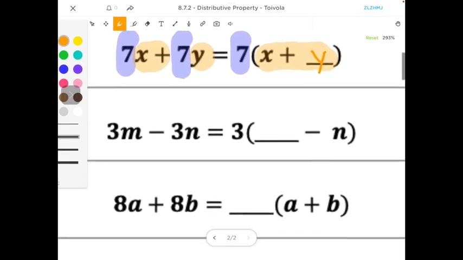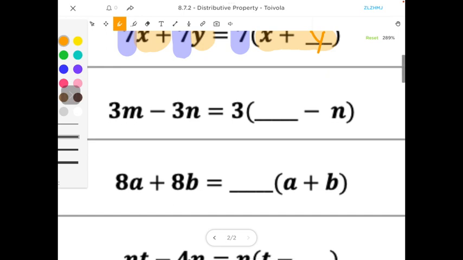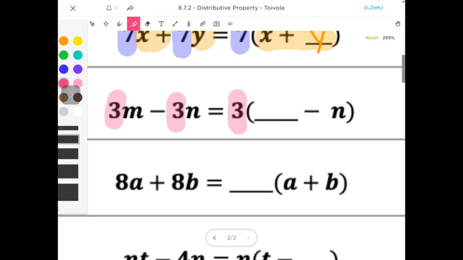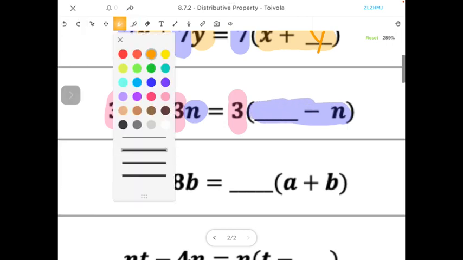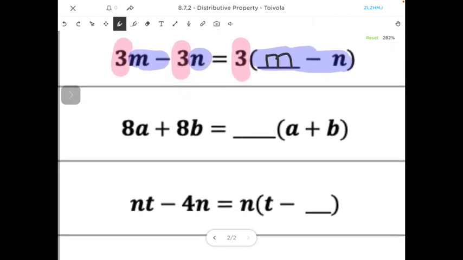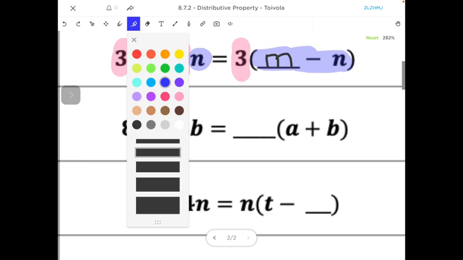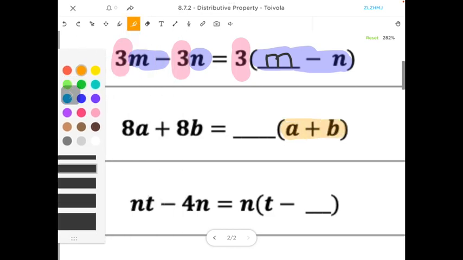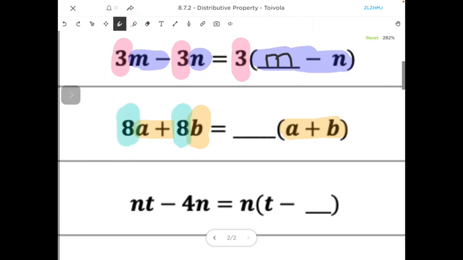See how that works? Okay, for the next one, we can see out in front, 3, 3, there's the 3 out in front. Then there's an m minus n, so there's the minus n, so that must mean that the m goes in that blank. You try the next one, see if it's tricking you. All right, I hope you tried it. For the next one, it says a plus b, there's the a plus, there's the b. Out in front of both of those, there's an 8. So that means 8. So it goes here.